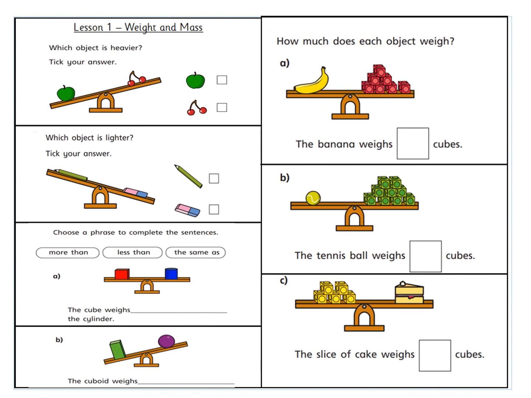And then here, tick which object is heavier or lighter. And then does it weigh more, less or the same? And then how many cubes does each thing weigh? So all you need to do is count the amount of cubes, and it will tell you how much each item weighs.